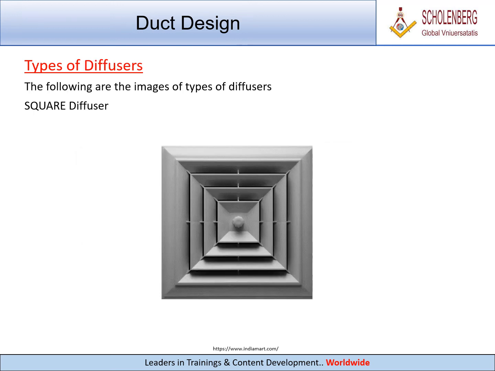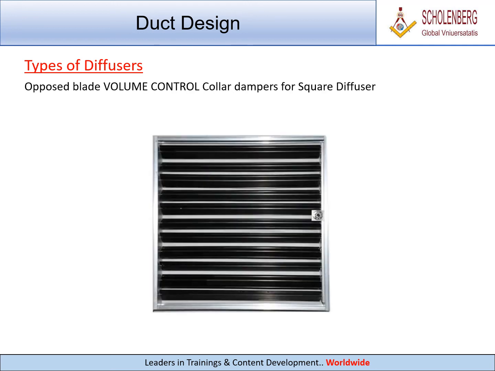Types of diffusers. The following are the images of types of diffusers. Square diffuser. Opposed blade volume control collar dampers for square diffuser.